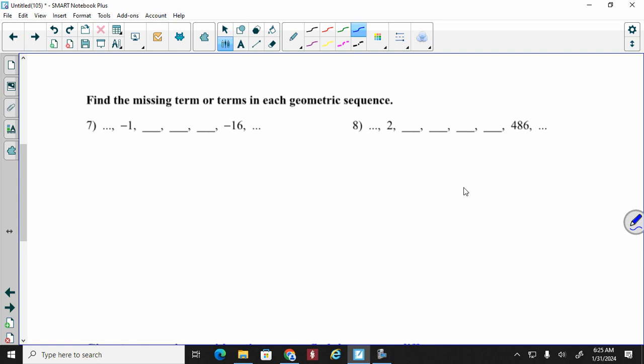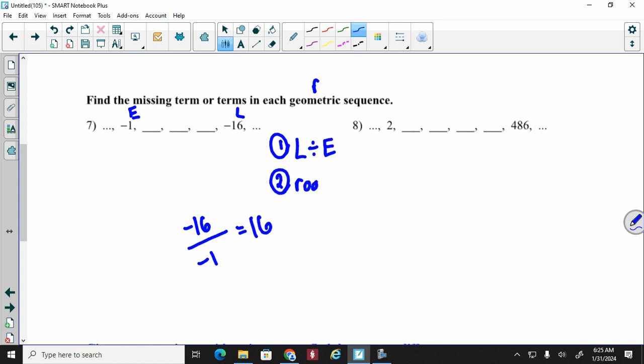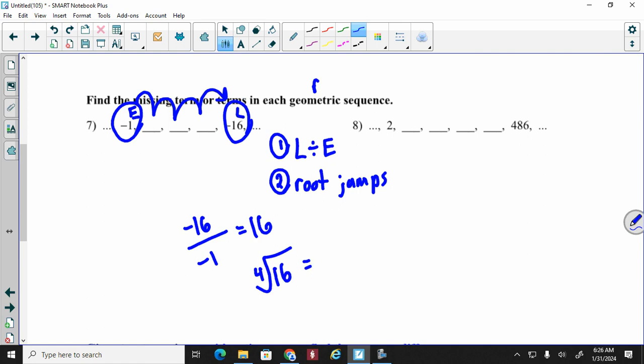It says find the missing terms in the geometric sequence. Now remember, a geometric sequence has a ratio r. The way you find it is you take your later term and divide it by the early term. That's step 1. So this is my later term, this is my early term. That's negative 16 divided by negative 1, which gives me 16. Now remember, step 2 is to take the root based on the jumps. How many jumps from negative 1 to negative 16? Well, 1, 2, 3, 4. There's 4, so I'm going to take the fourth root of 16, which gives me 2.